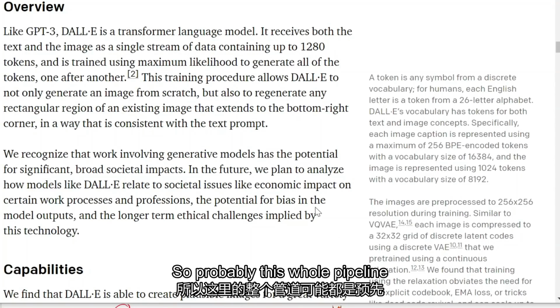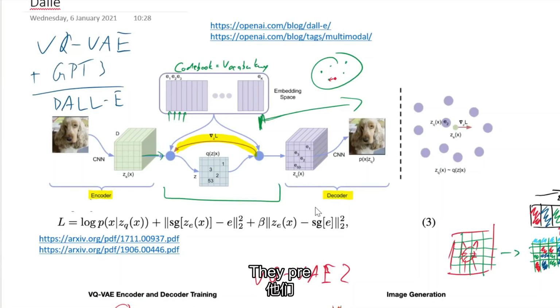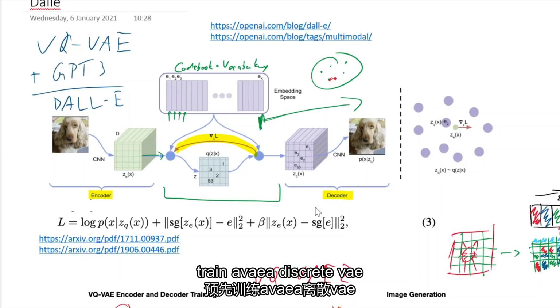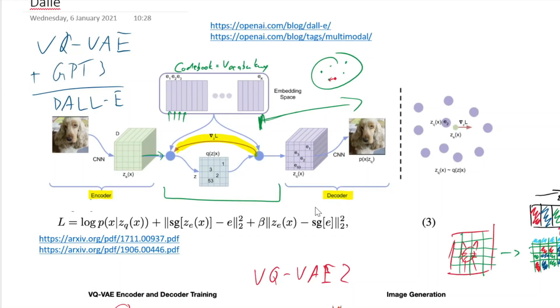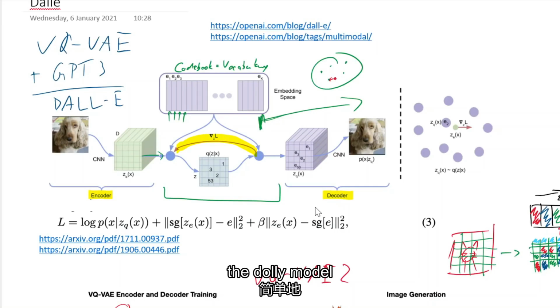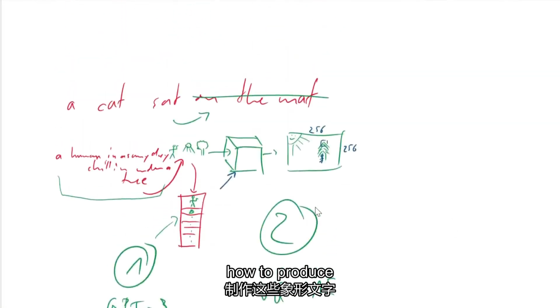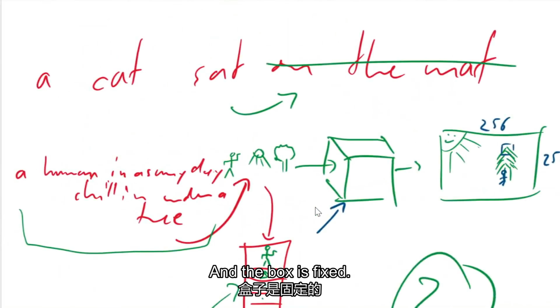So probably this whole pipeline here is pre-trained. They pre-train a VAE, a discrete VAE, and then they simply, the DALL-E model simply has to learn how to produce the tokens, right? The DALL-E model simply has to learn how to produce these hieroglyphs, and the box is fixed.